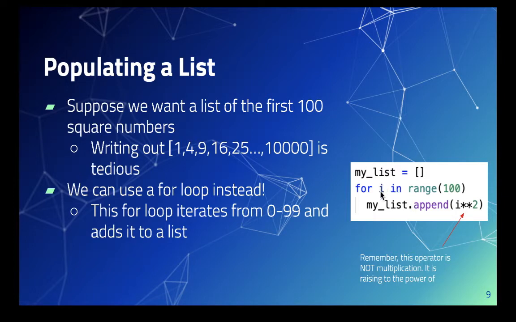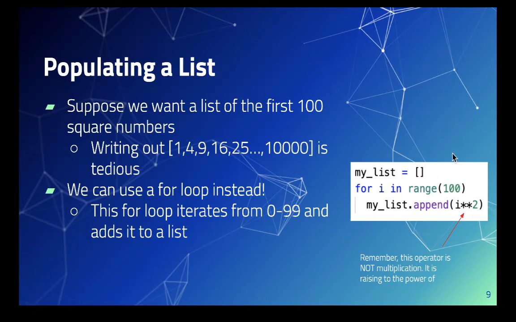And for every element in range of 100, so essentially the first 100, we do myList.append and then i to the power of 2. Remember, double asterisk is not multiplication. It's to the power. Technically, what this for loop is doing is it's going from 0 up, not 1. But you get the idea. You could just add 1 to i, and you get the same behavior.